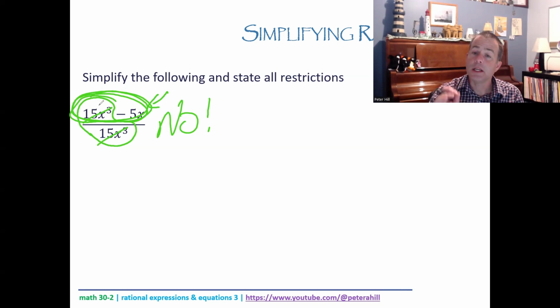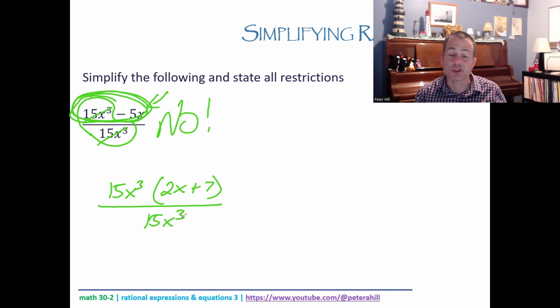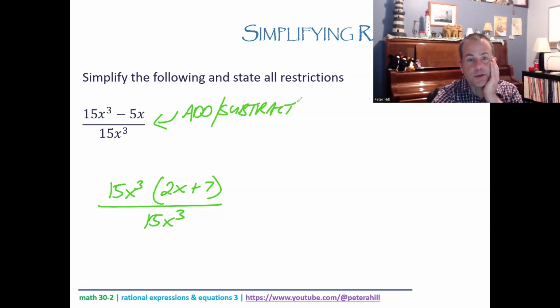Now, in the same breath, if I had something that looked like this, I'm just making this up, okay? But I really want to make sure you can see the difference between these two things, okay? So I know I got kind of messy on this, so let me just take that away. I want you to see the difference in these two questions. This one, the top is being added or subtracted, okay? If it's being added or subtracted, I cannot divide something out like that, okay?